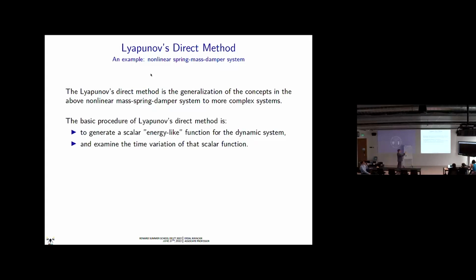So then in the basic procedure of Lyapunov, he said, okay, why don't we create another function, an energy-like function. It's not energy, but it's going to be an energy-like function. And then we examine the time variation of the scalar function. So you do the same thing again: another function, find its time derivative, and then analyze it. If the time derivative is lower than 0, then you can say the system is stable.